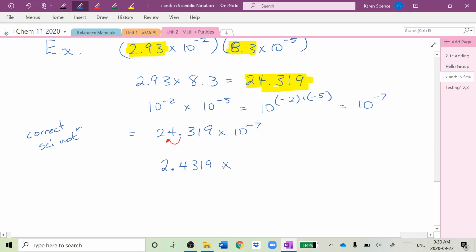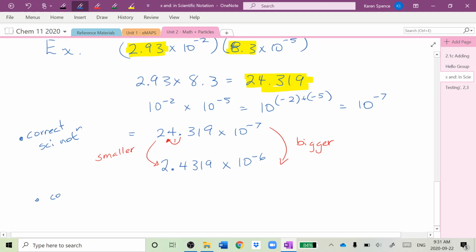2.4319 times, and this half of the number, that just went from 24 to 2.4, so that got smaller by 1 power of 10 because we moved it one place. So this number has to get bigger by 1 power of 10. So bigger in this case would mean less negative, so instead of 10 to the negative 7, it would become 10 to the negative 6. We've checked for correct scientific notation.